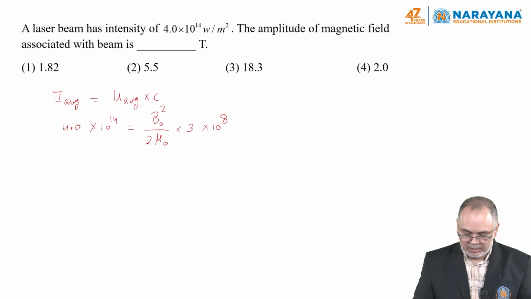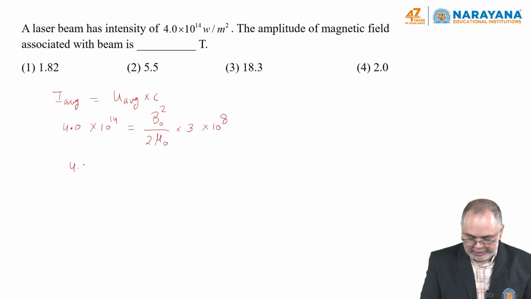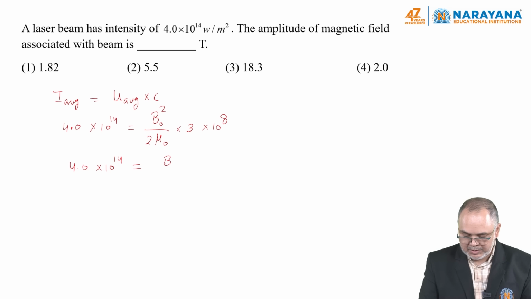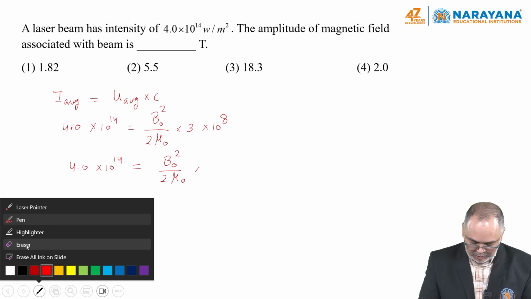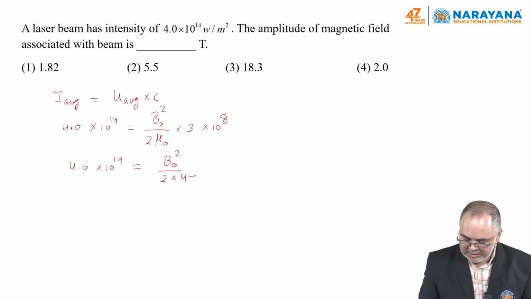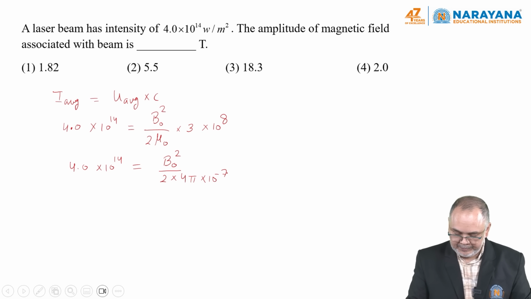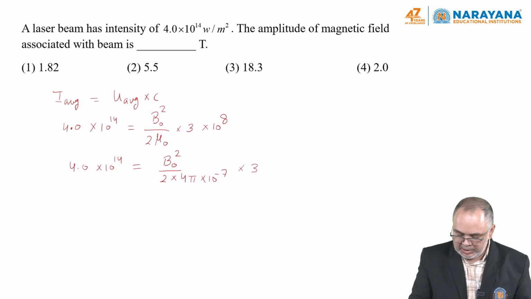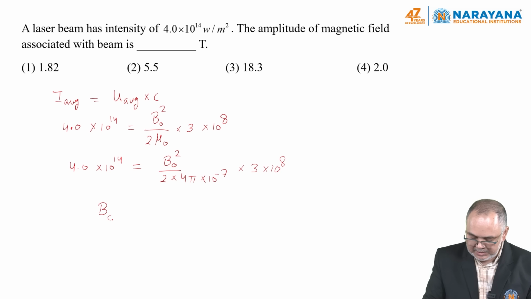Now in this we can put the value of mu naught. So we'll get 4.0 into 10 to the power 14 is equal to B naught square by 2 mu naught. That mu naught we can substitute. Here we can substitute the value of mu naught, that is 4 pi into 10 to the power minus 7, into 3 into 10 to the power 8. So from here we can calculate the value of B naught.